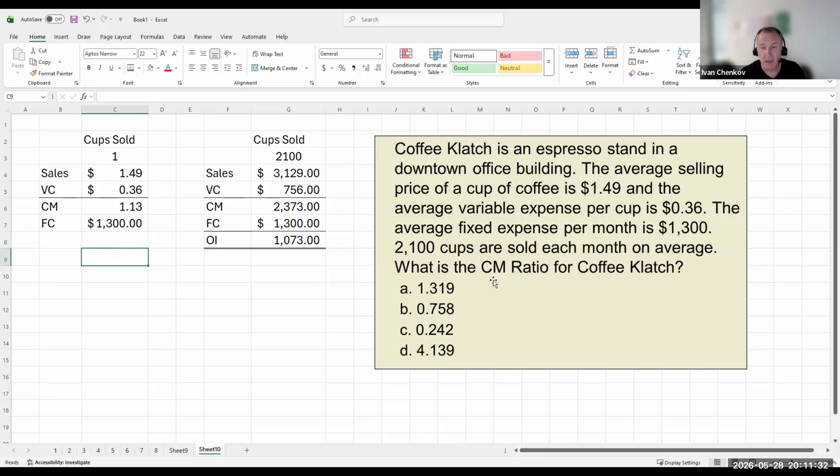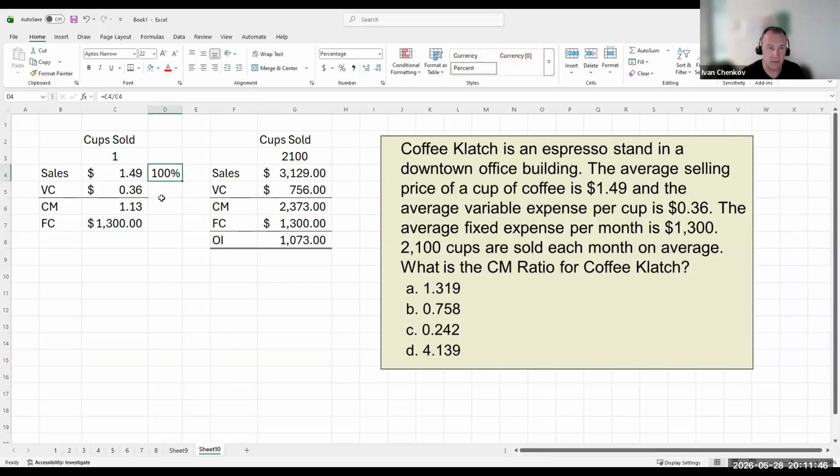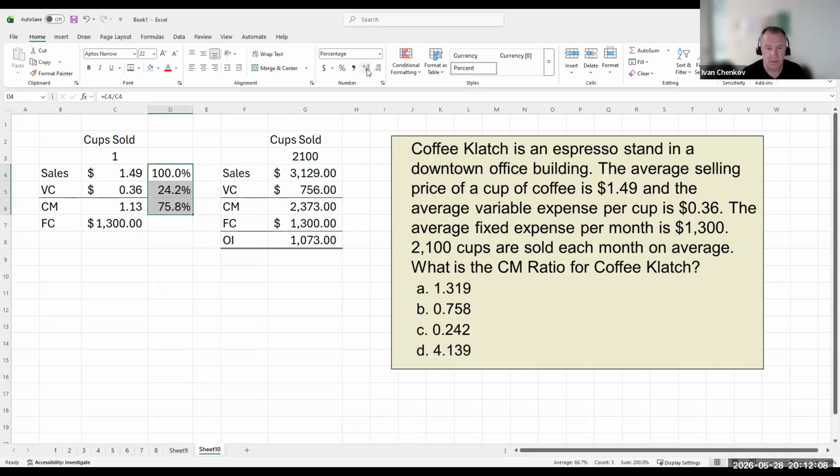Now the question is, how much is my contribution margin ratio? Well, how hard will that be? Sales divided by sales is going to give you the percentage of the sales, which is 100%. Then we're going to express the variable cost as a percentage of sales. And then we're going to get the contribution margin as a percentage of sales. Since we wanted to see decimals after the 0, let's expand a little bit. Why is it only 1 decimal?